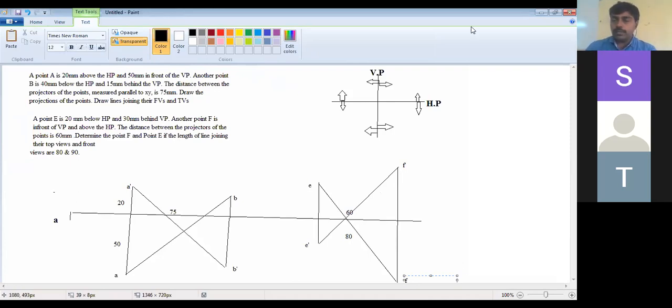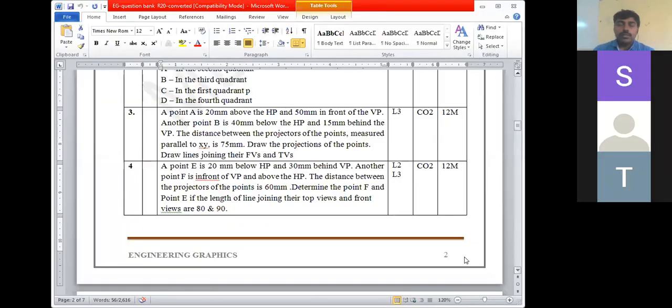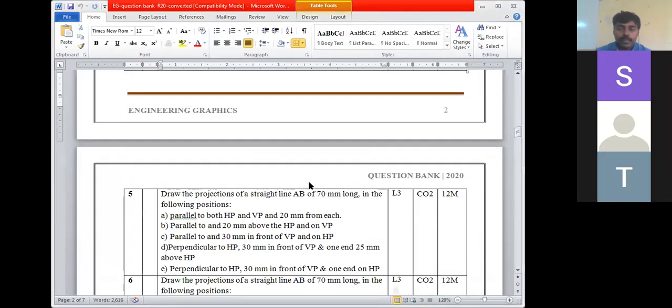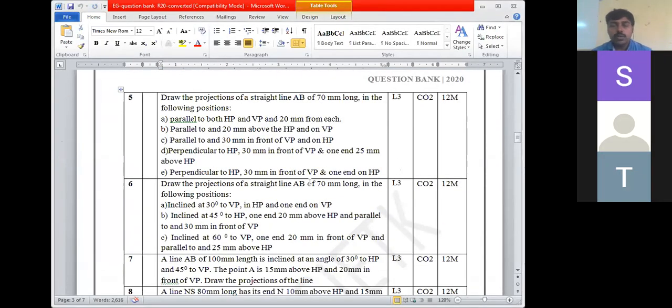This way you please go through the problems. Next I'm going to see another question in the question bank. This is also going to be projections, projection of lines. Now I'm going for projection of lines. When I'm going for projection of lines, I'm going to see two different things.